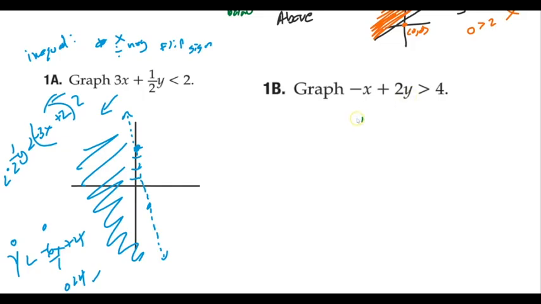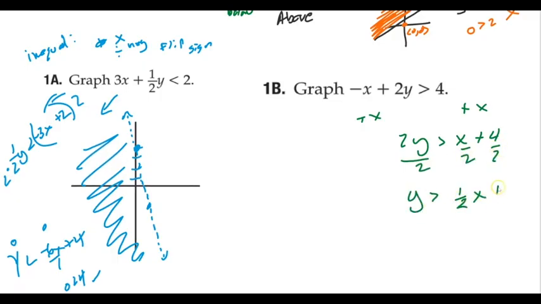Let's solve for y first. Add x. 2y is greater than x plus 4. Divide everything by 2. Y is greater than 1/2 x plus 2. I want to graph this.